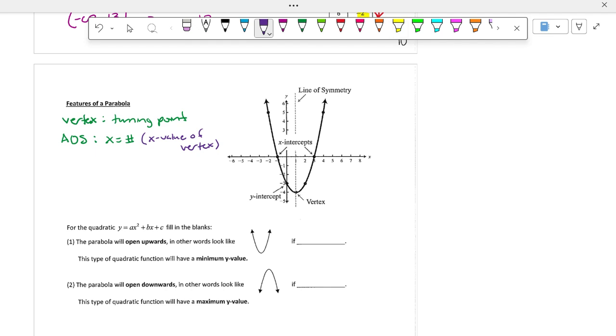So guys, if this was on a test, this is important. If I asked you what the axis of symmetry was on a test, for example, on this graph, it's 1. If you just put the number 1 and do not put the x equals, it's wrong. All right.